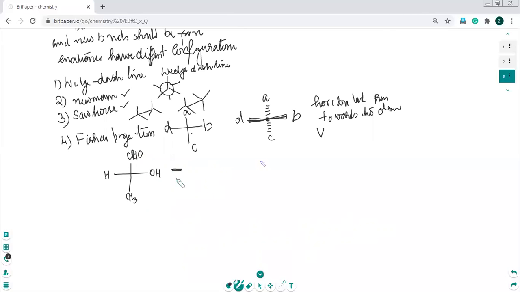Look very carefully. I told you the horizontal bonds are towards you. So I will write the horizontal bonds like this, that both of them are projecting towards you. Remember that. So I got H here, OH here, and I have two bonds behind which are vertically pointing up and down, CHO and CH3.